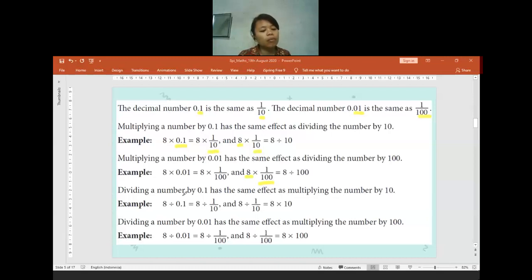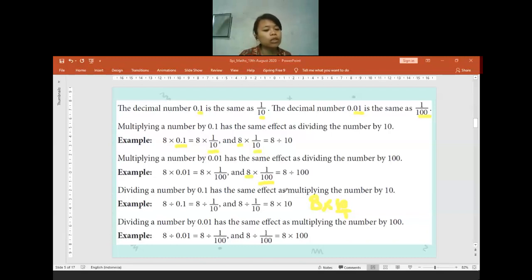And then dividing the numbers by 0.1, we can change it into a fraction also, 8 divided by 1 per 10. So if division, we can change it into a multiplication, becoming 8 times 10 per 1. 10 per 1 will equal 10. So we can say that 8 divided by 0.1 is the same as 8 times 10. And then if there is a number divided by 0.01, we can change it into a fraction, becoming 8 divided by 1 per 100. So 8 divided by 1 per 100 is the same thing as 8 times 100.